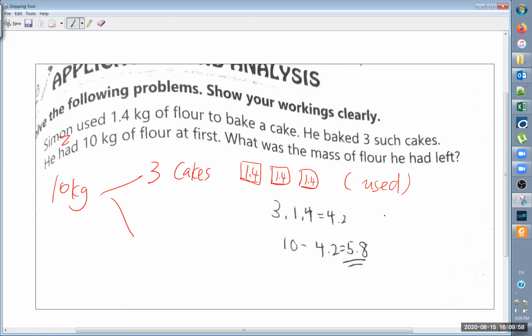And then if these are used, what is left? So how do you find left? Since you start with 10 kg, and then you use 3 of 1.4, you can write this, times. So therefore, your used should be 4.2 kg. So you write it here.